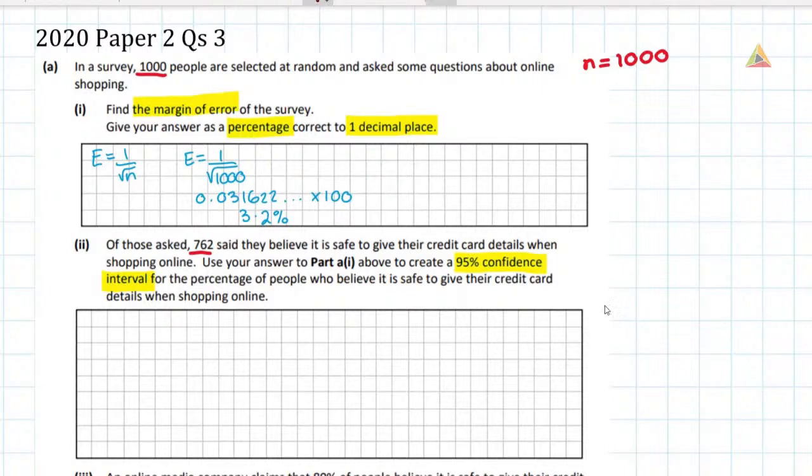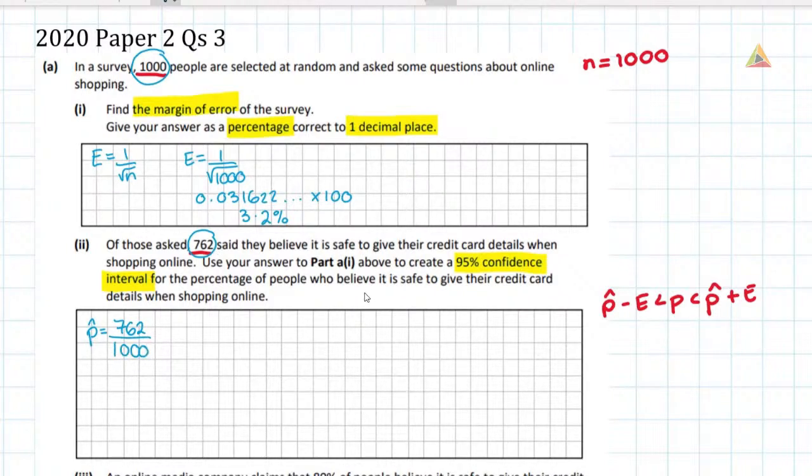So to remind us of this formula, that's p hat minus E is less than P is less than p hat plus E. So again, we've calculated E in part 1, so we're going to have to calculate our sample proportion p hat. So we were told that 762 people, and we know that that was out of 1,000, so that's our sample proportion, 762 out of 1,000.